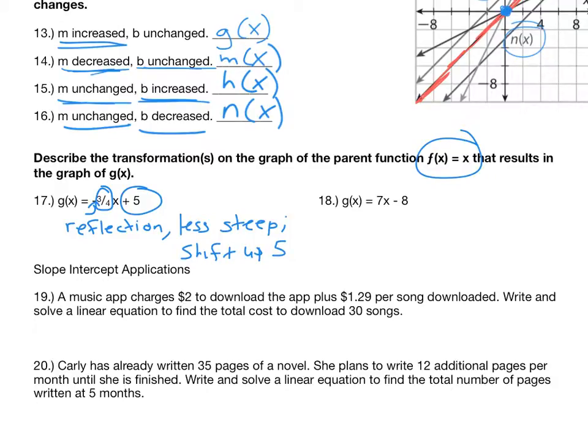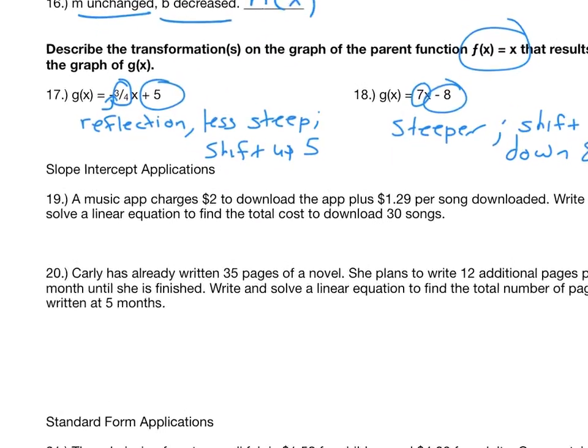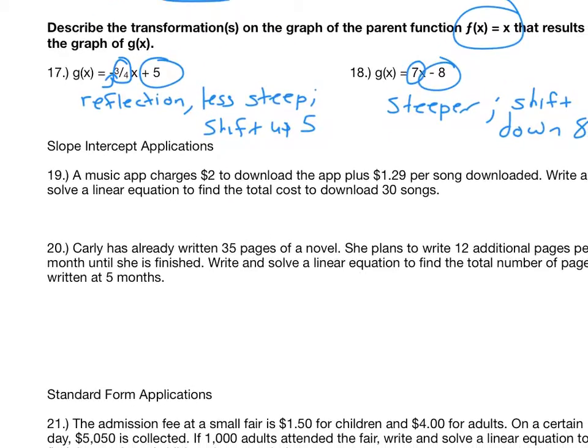All right, next we have g of x equals 7x minus 8. So we have a 7 in front of the x, which means an increased slope, so it'll be steeper. Then we have a minus 8, so that means it'll go down, shift down 8 spaces. All right, so remember, slope-intercept form is y equals mx plus b.